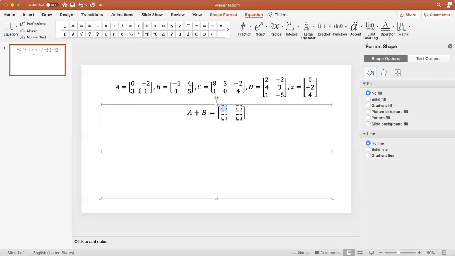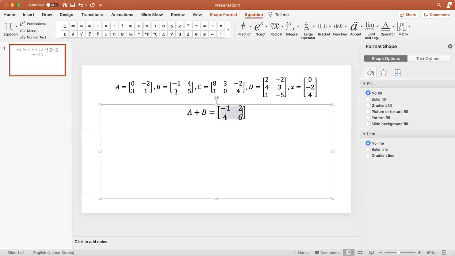So element by element, we'll just execute the addition. That's going to be 0 plus -1, so that's -1. And this is going to be the first row, second column: you have -2 plus 4. So that's going to be +2. And for the second row, first column, this is going to be 3 plus 1. It's going to be 4. And then you have 1 plus 5, that's going to be 6.